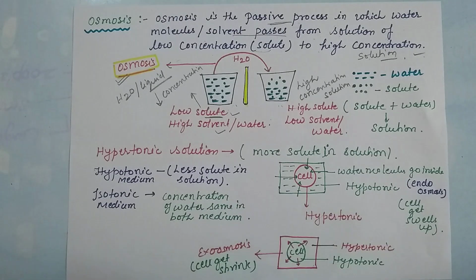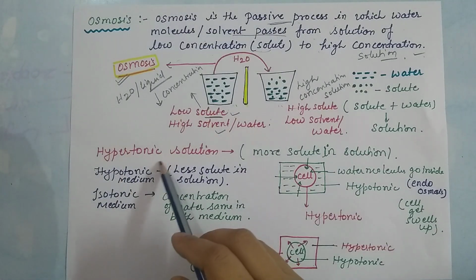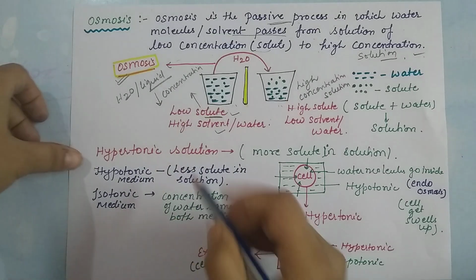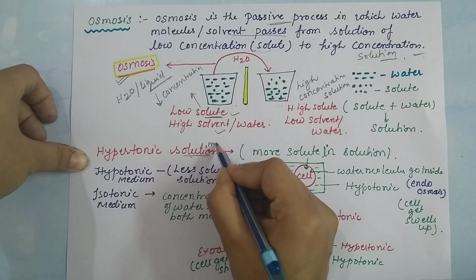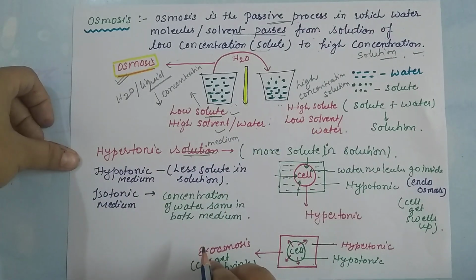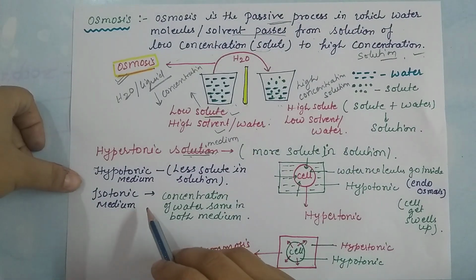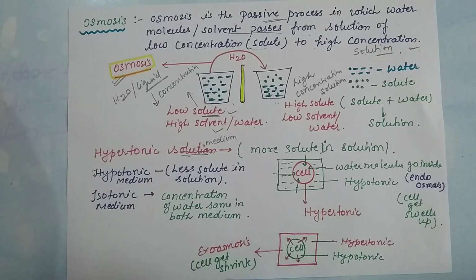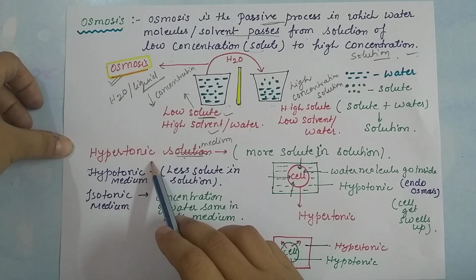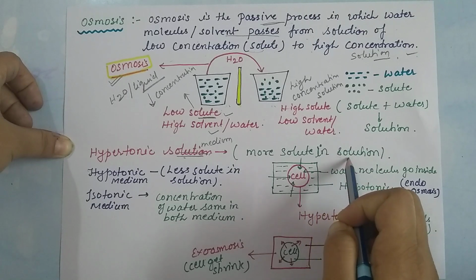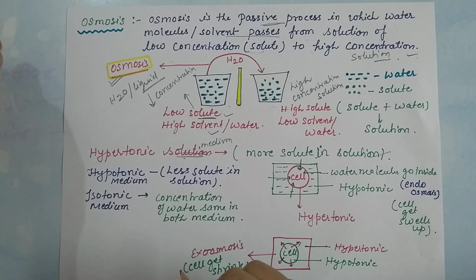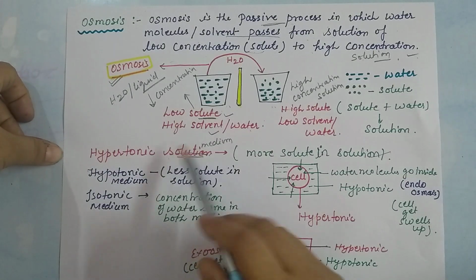Now we should also know about the three different types of medium: hypertonic medium, hypotonic medium, and isotonic medium. Let's see what these mediums are. A hypertonic medium is a medium in which more solute is present in the solution. If more solute particles are present in the solution, that is called a hypertonic medium.